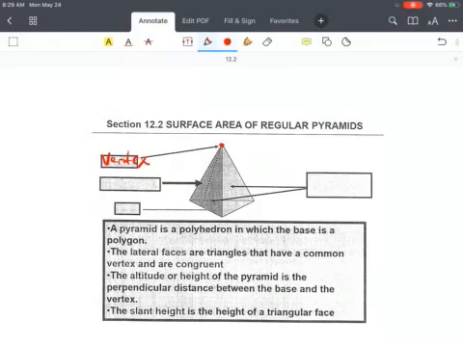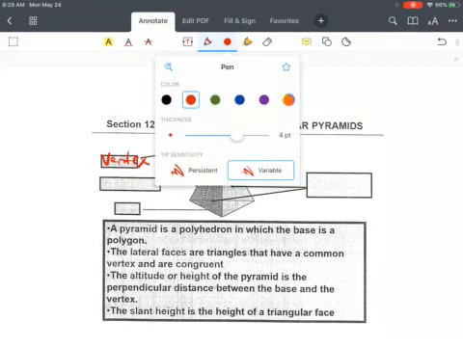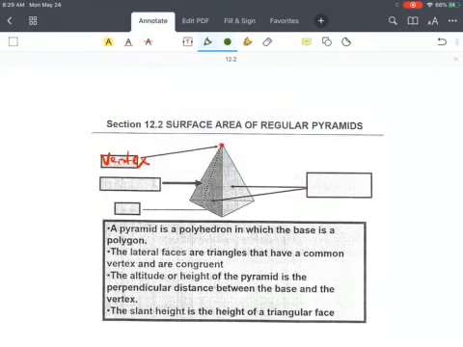We would also have the height, which would go from the vertex straight down to the middle of the pyramid. But then we would also have, on that dotted line on the side coming down, the height that is on the triangular face going around. And it's on a slant, so we call that the slant height.